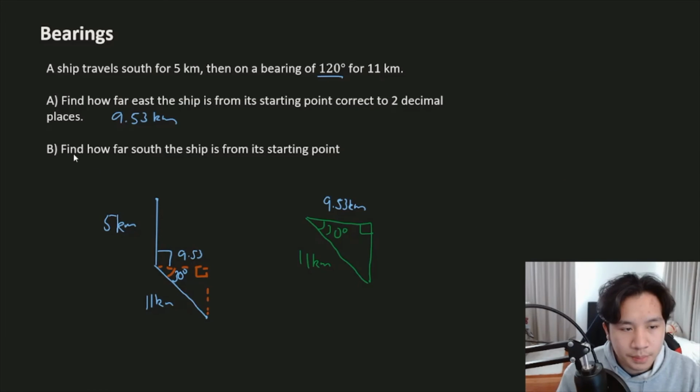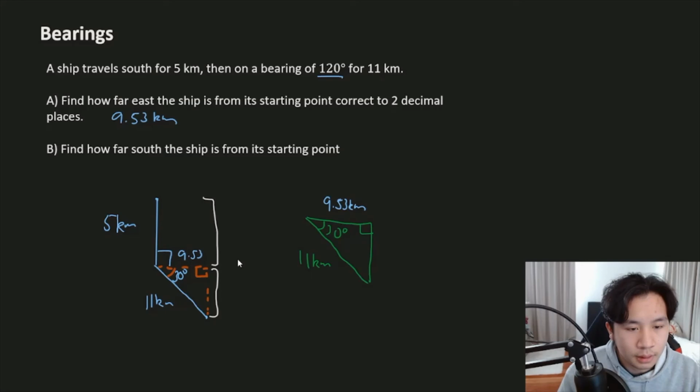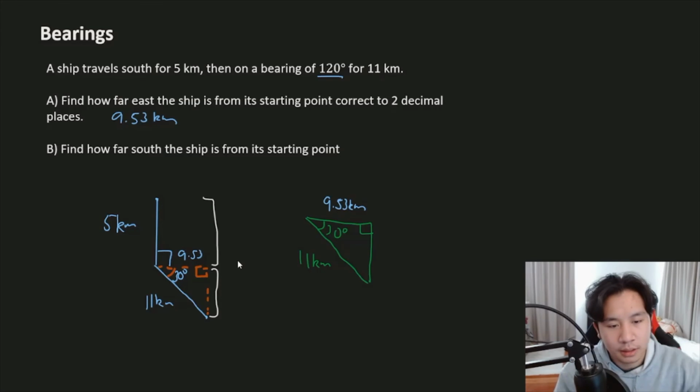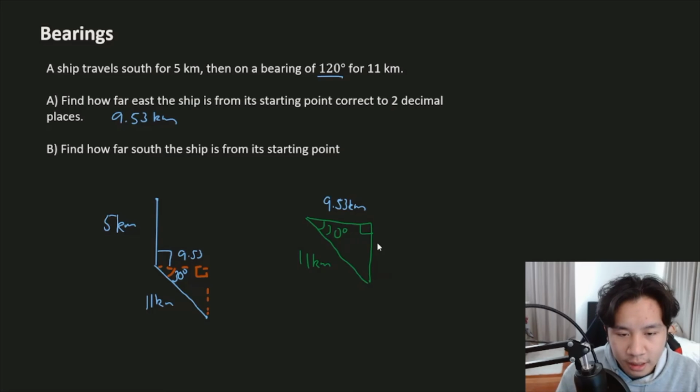And so because this is 9.53, that is how far east the ship is from its starting point. This part asks us to find how far south the ship is from its starting point. So this thing right here will tell us how far south it is from its starting point, plus the 5 right here, because it traveled south at the beginning. We need to figure out what this thing is, and to do that, I can consult my triangle that I made here. So let's call this y.